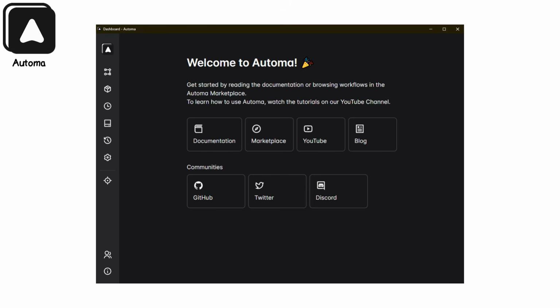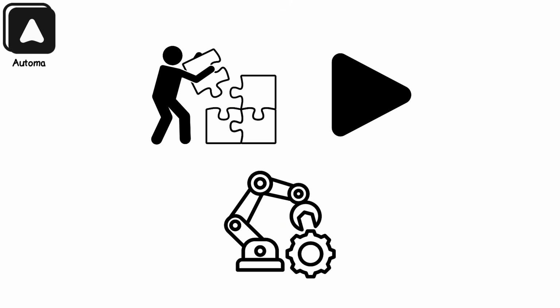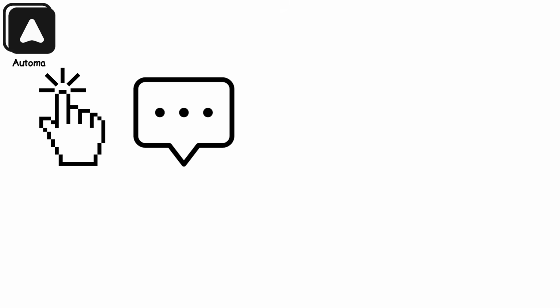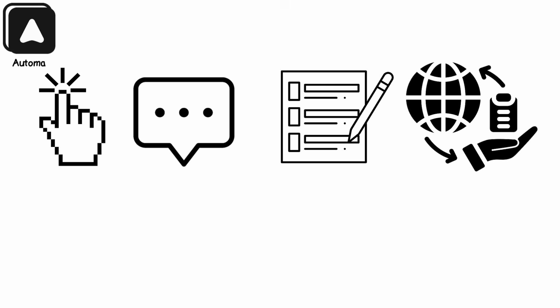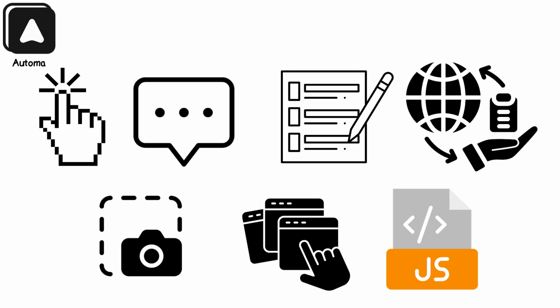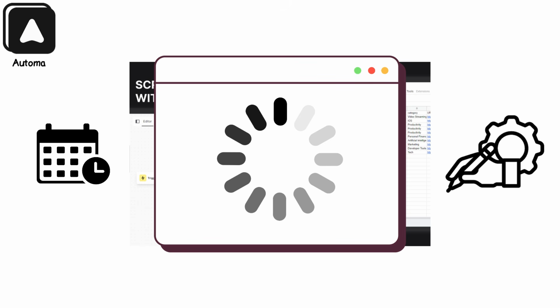Automa. Automa is a free browser automation extension that lets users build and run browser automation workflows through a visual block-based interface without writing code. Workflows are built by connecting blocks on a canvas, each representing a discrete action: clicking an element, typing text, filling a form, scraping data, taking a screenshot, switching tabs, or executing custom JavaScript. Workflows can be triggered manually, on a schedule, or when a specific page loads.